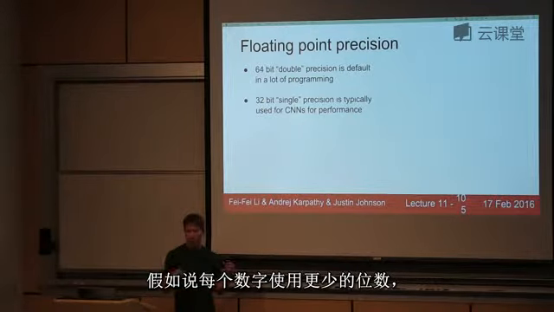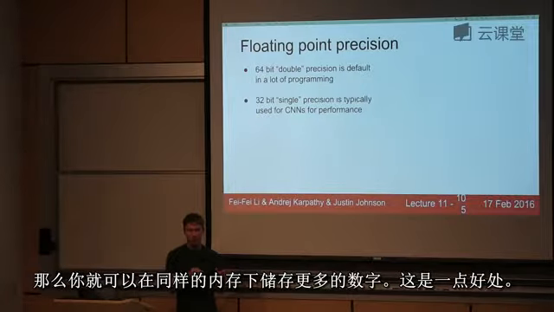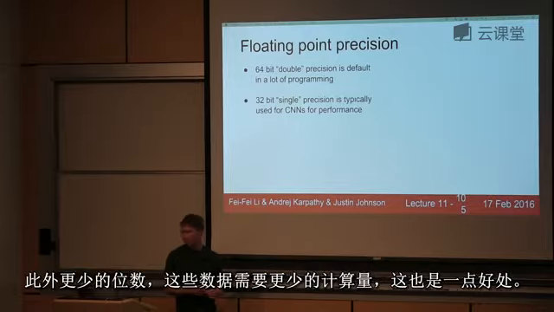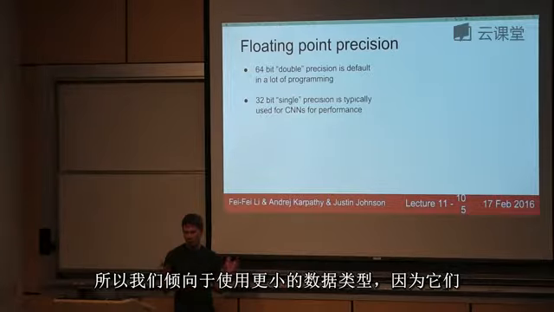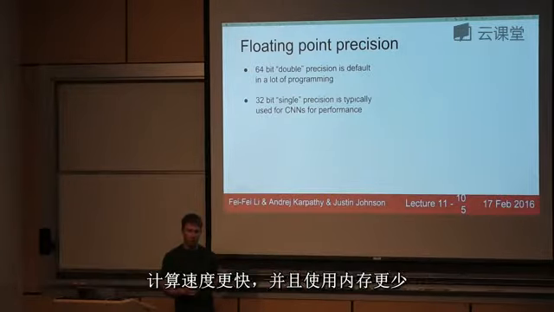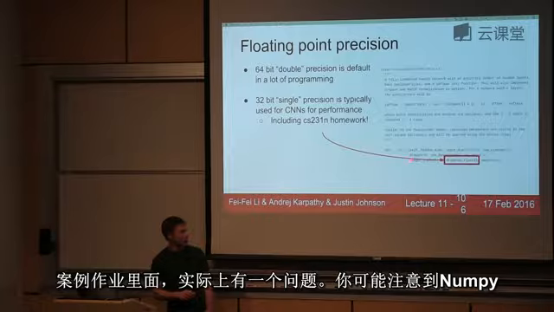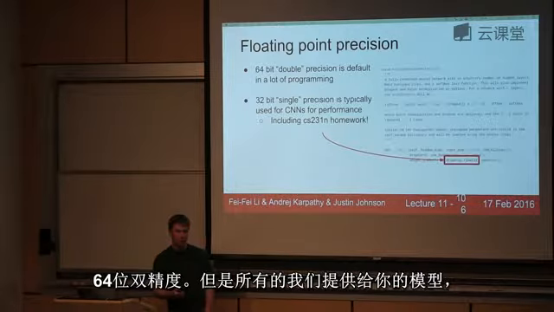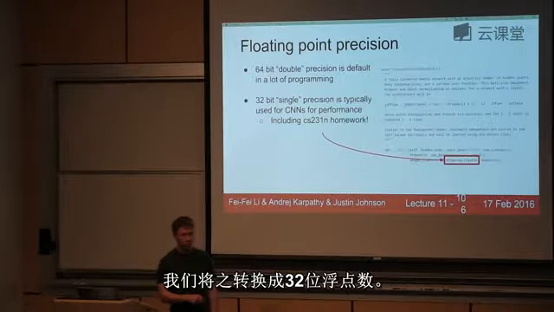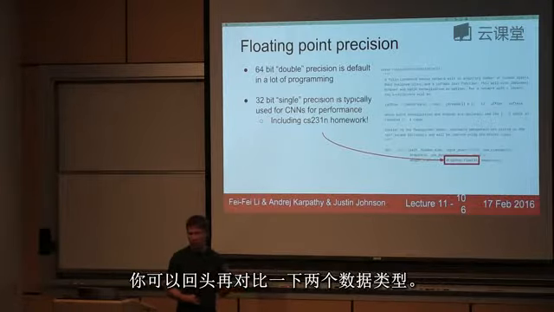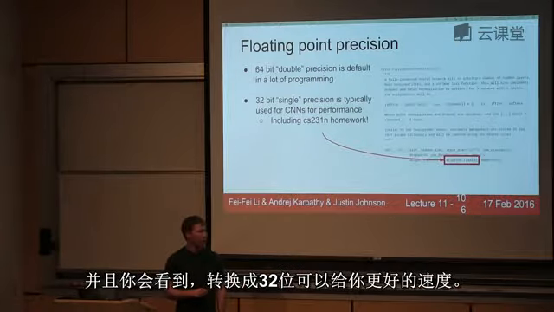The idea is that if each number takes fewer bits, then you can store more of those numbers within the same amount of memory. So that's good. And with fewer bits, you also need less compute to operate on those numbers. So in general, we would like to have smaller data types because they're faster to compute and use less memory. As a case study, this was even an issue on the homework. You may have noticed that in NumPy, the default data type is 64-bit double precision. But for all of the models that we provided you on the homework, we had a cast to 32-bit floating point. You can go back on the homework and try switching between these two, and you'll see that switching to 32-bit gives you some decent speedups.